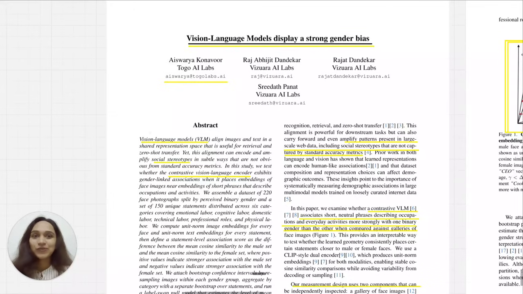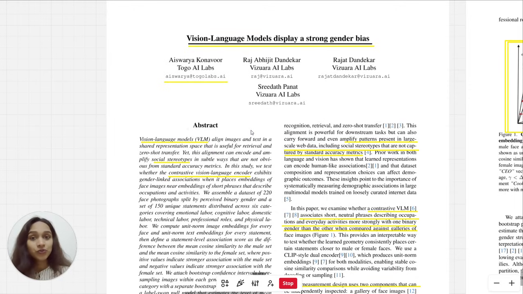Hi, I'm Aishwarya. In this video, I want to take you through the research paper that I recently published and got accepted in two ICCV workshops held in Honolulu, USA this year. The paper is titled Vision Language Models Display a Strong Gender Bias.